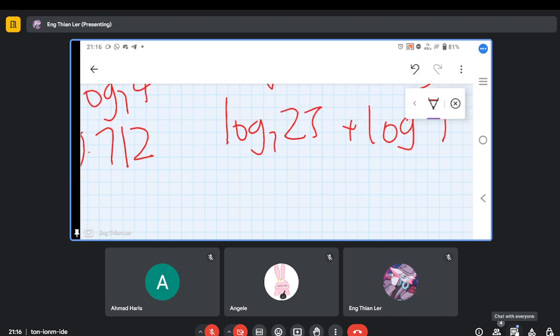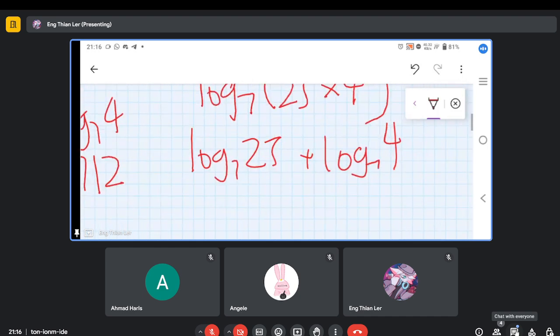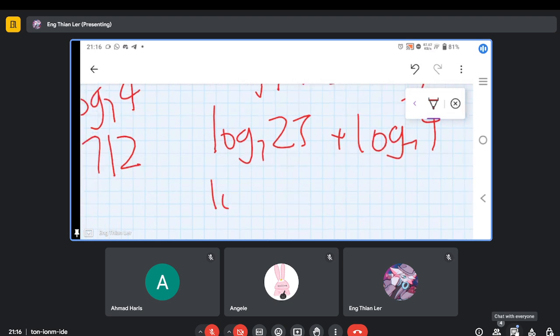Okay, this is 7. So this is 7 too. Okay. So actually this is equal to log base 7 of 5 squared plus log base 7 of 4.